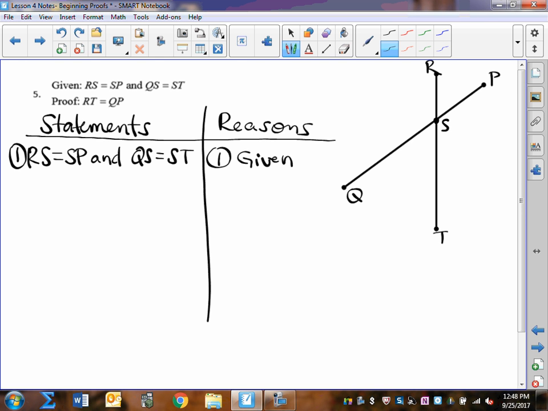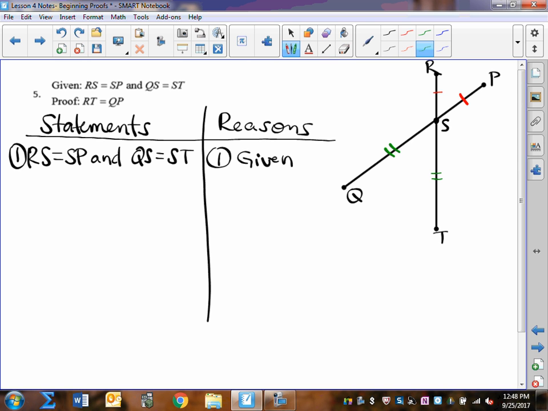Alright, now this is one where we can actually take some of our information and put it on our diagram here. They told us that the measure of RS is equal to the measure of SP, so we can put a 1 tick mark on each of those. And the measure of QS is equal to the measure of ST, so QS and ST. Different measures than the earlier ones, we used the 2 tick marks. So I think that helps out visually. Does it make sense then that RT made up of a 1 and a 2 is going to be the same as QP made up of a 1 and a 2?